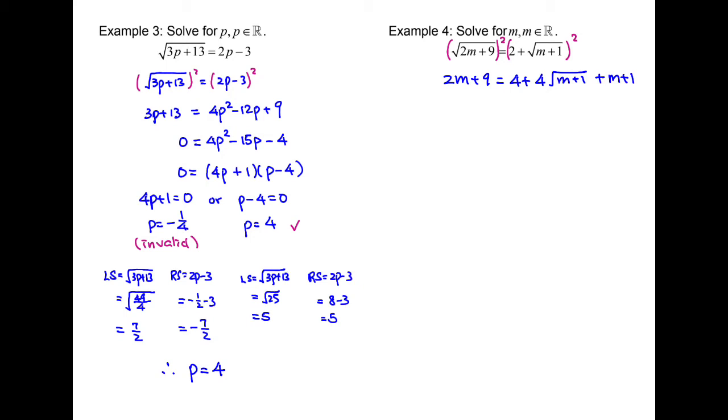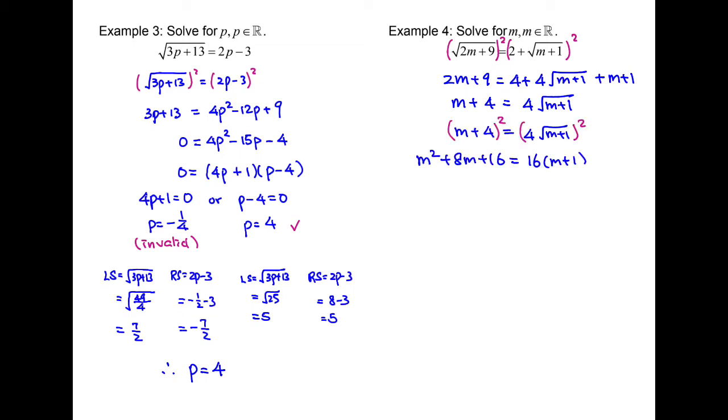We use binomial expansion or the perfect square formula, and we will get to the second line. However, now we have to isolate the radical, so I have to remove the n and the 5 on both sides of the equation. Now I get n plus 4 equals 4 square root of n plus 1. Since we have a square root again, that means we have to square both sides of the equation to remove the square root.